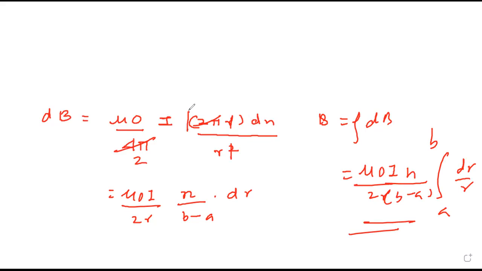So just remember dl means what? dl means this circumference into that thickness dr. ये पूरा लेंथ मिला के elemental length dl हो गया वो spiral का. Okay, yes. तो ये 2 pi r में dn मल्टीप्लाई.